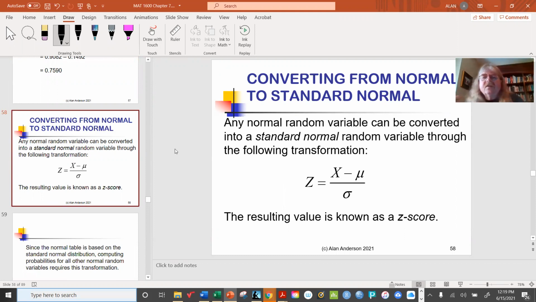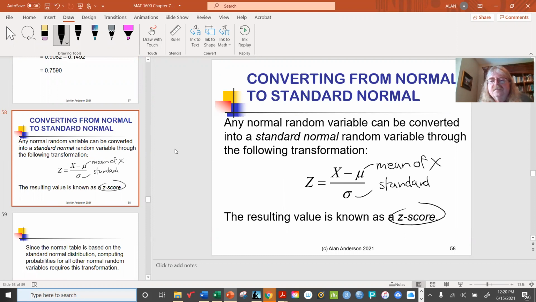So just remember, what are we doing here? We're subtracting the mean of x and dividing by the standard deviation of x. And what we end up with is what we call a z-score, which we already saw with the grade example. Okay, remember, getting a score of 88 on that test was equivalent to getting one standard deviation above the mean. And so we use that to calculate the probability of getting an 88 in the class.